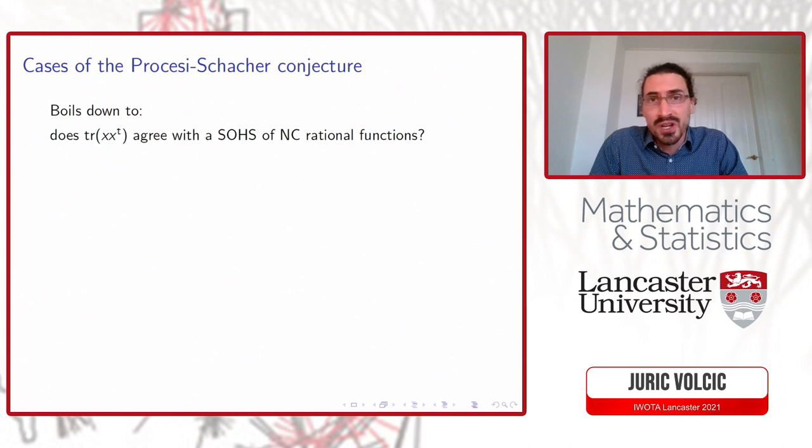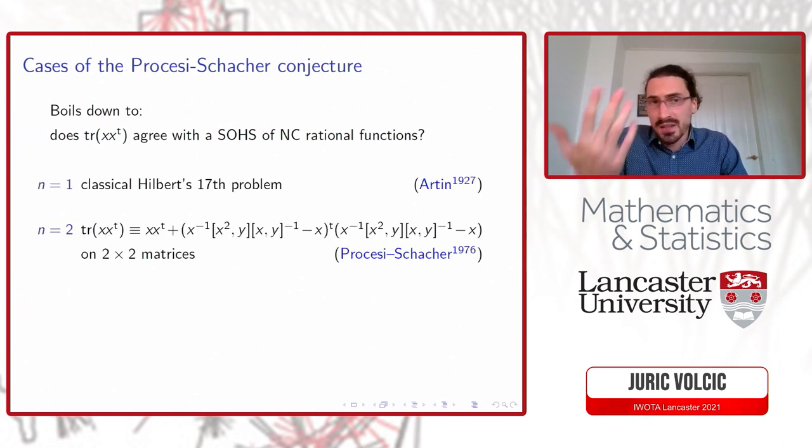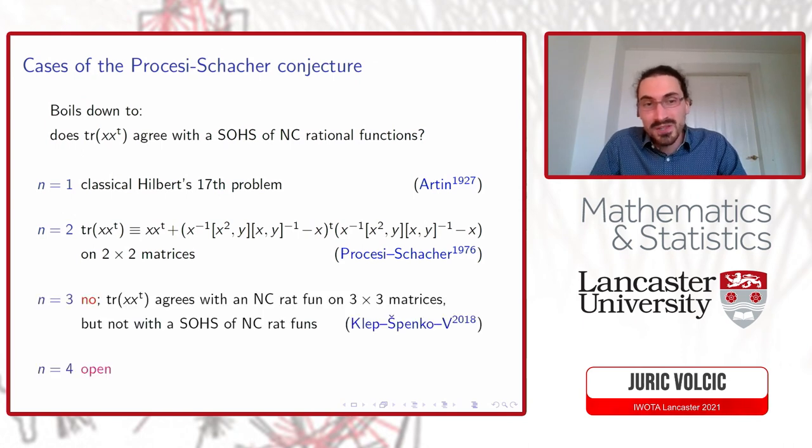So that's the basic question in answering the Procesi-Schacher conjecture. As I said, n equals 1 is easy. For n equals 2, it turns out that for 2 times 2 matrices, you can always express the trace of X times X transpose as a Hermitian square plus a Hermitian square. On the other hand, as soon as n is equal to 3, you cannot do that. While the trace of X times X transpose agrees with some non-commutative rational function on 3 times 3 matrices, it does not agree with a sum of Hermitian squares of NC rational functions. So that's n equal 3. N equals 4 is still open at the moment.